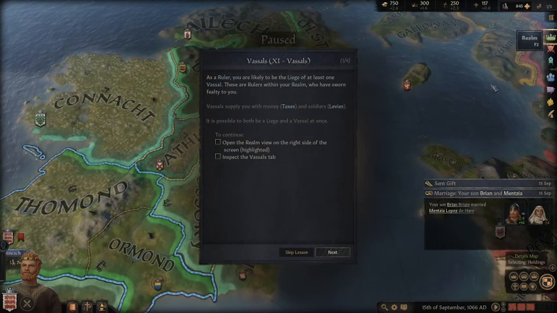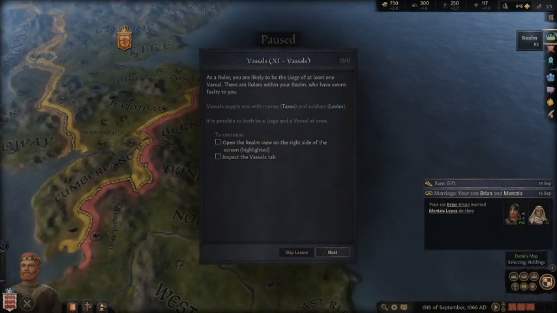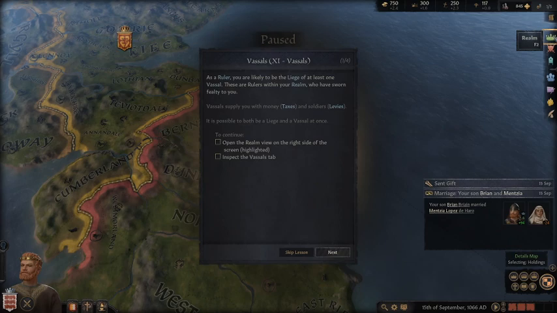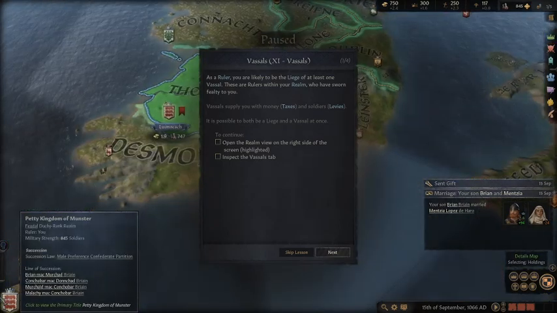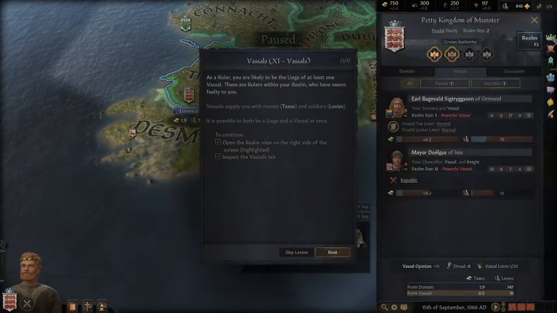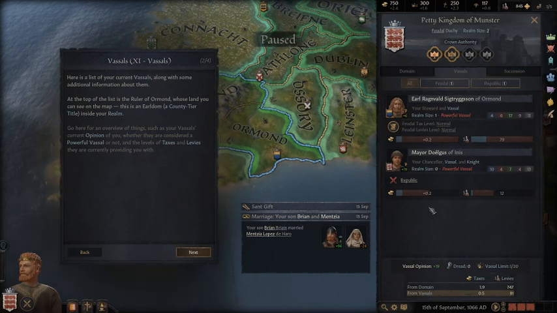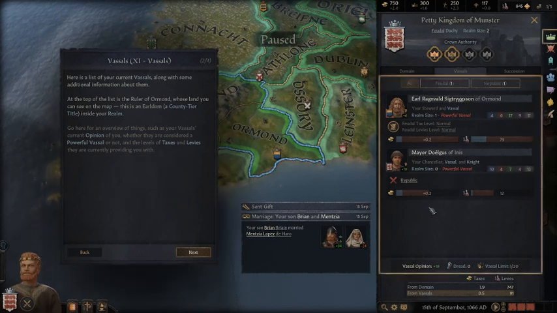Opening up realm view again to inspect the vassals tab, just as soon as it wants to register the fact that I clicked there. Alright, there we go. Here's a list of your current vassals, along with some additional information about them. The top of the list is the Earl of Ormond, whose land you can see on the map. This is an earldom, a county tier title, inside your realm.